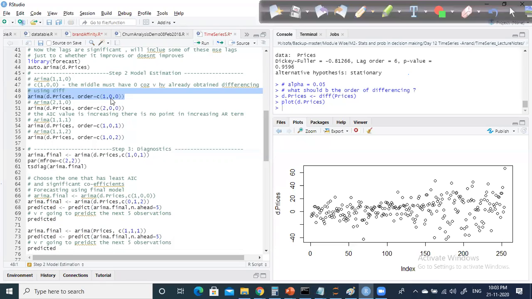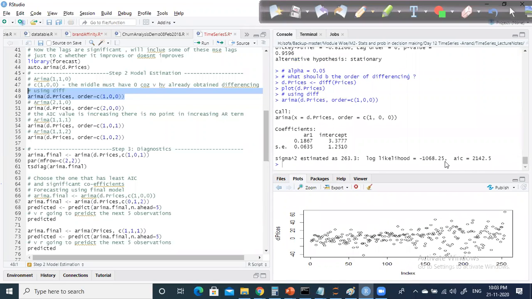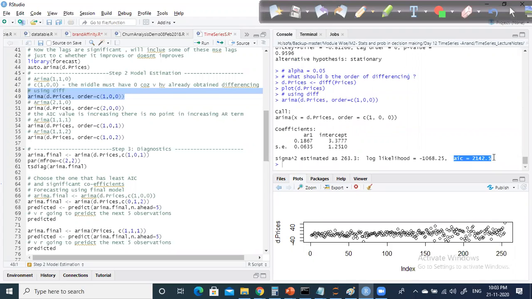I'm not going to do any differencing because I already did the differencing. And moving average, what is the error? Don't take any error, right? I'm going to fit this one. Simply look at the AIC value. The lesser the AIC, the better the model.